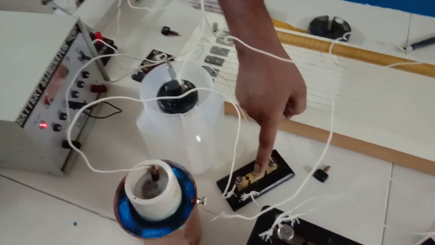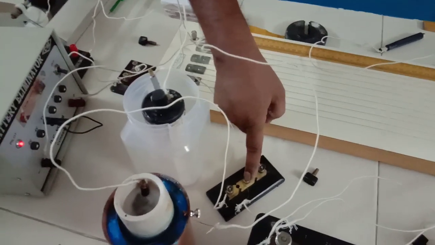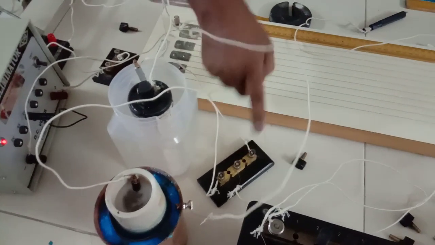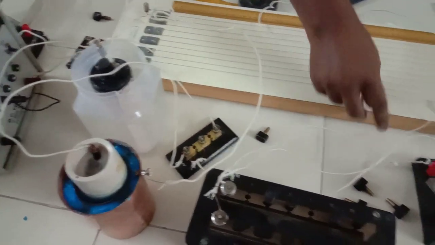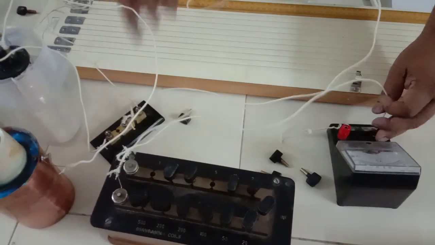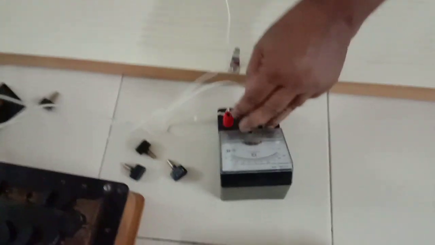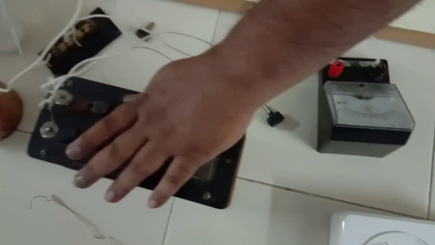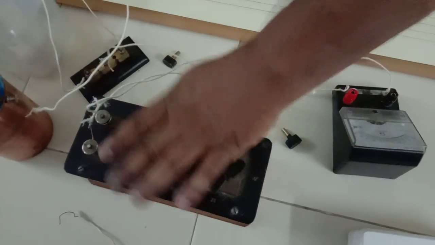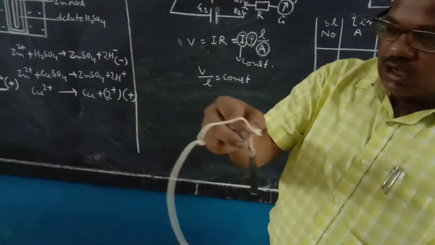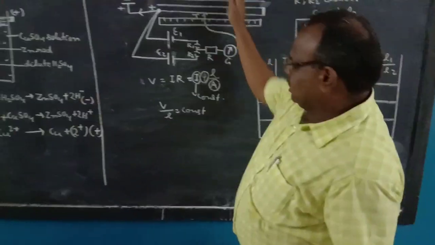And from the middle, the negative of one here, from the middle, that will be connected to the galvanometer, and the galvanometer uses a series resistance to protect it, and the other end is connected to the jockey. This is the jockey. Now this is the circuit.